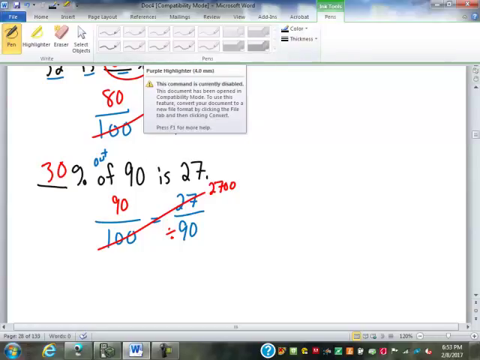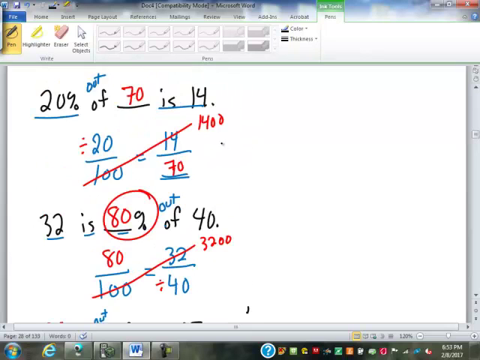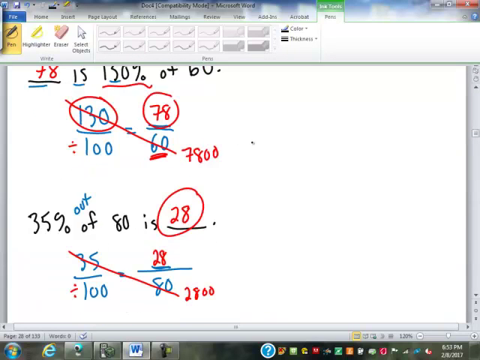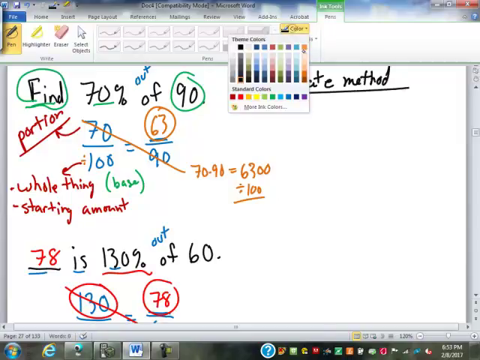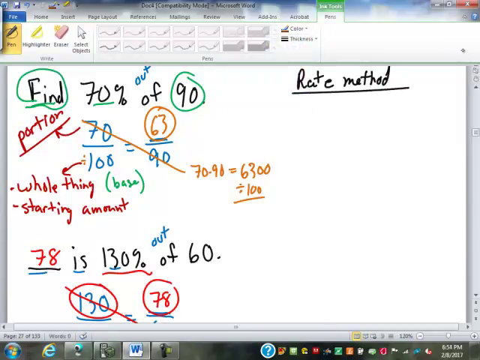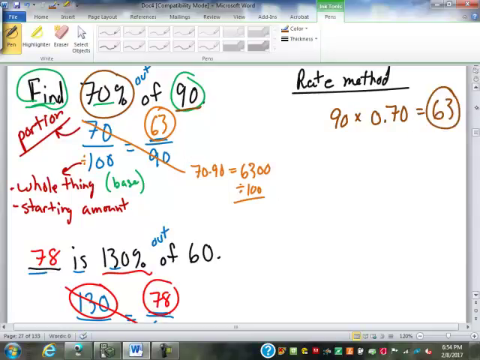Now there is something called the rate method of percents. Some of you, especially those of you closer to my generation, might be looking at this saying, that's not how I was taught to do it. A lot of us were taught something called the rate method of percents. And in the rate method, you take the percent and you change it to a decimal. So 70% here would become 0.7 or 0.70. And for this problem, you take 90 times 0.70, get 63.